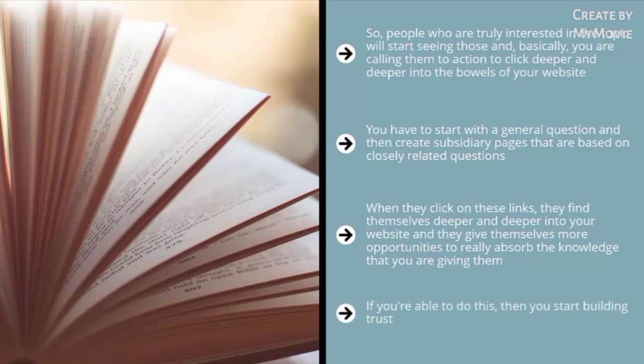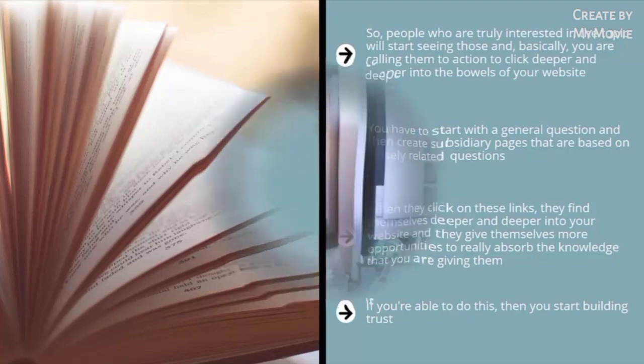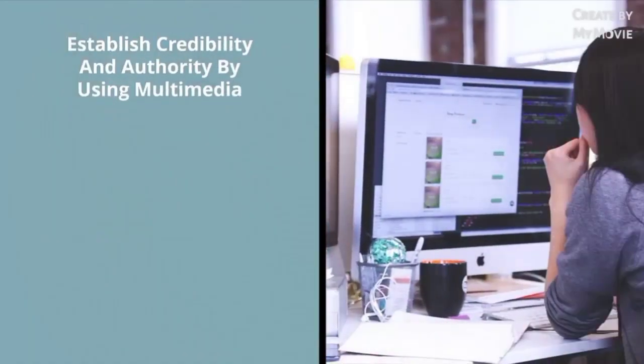If you're able to do this, then you start building trust. They then are more likely to like your take on their problem. Establish credibility and authority by using multimedia. As the old saying goes, a picture is worth 1,000 words.